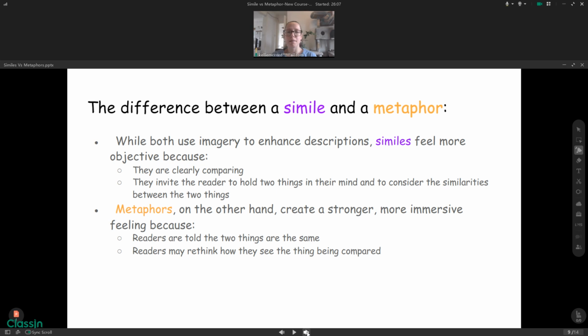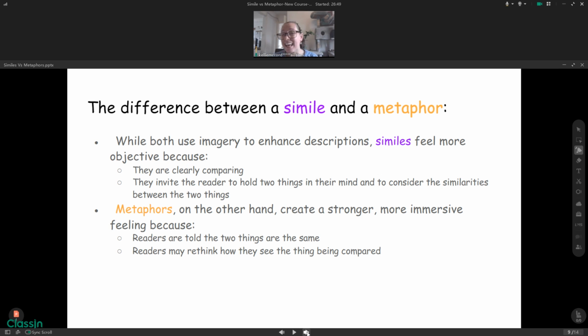So the difference between a simile and a metaphor is, while both use imagery to enhance descriptions, similes feel more objective because there's a clear comparison. It's obvious that there's a comparison because we've got that word like or as. It kind of softens it a bit. And they invite us to hold these two images in our mind so we can think about the similarities. And metaphors, on the other hand, they go one step further. If you think about it, they're more powerful than a simile. They create a stronger, more immersive feeling. And this is because readers are told that the two things are the same. It's not that they are similar, it's that they are the same. Okay, so they want us to make that connection stronger in our minds.